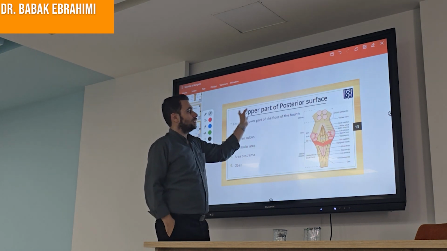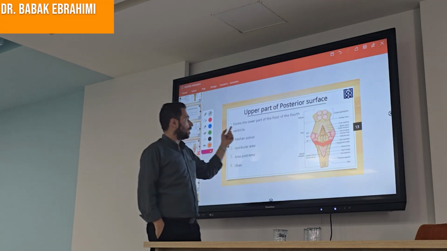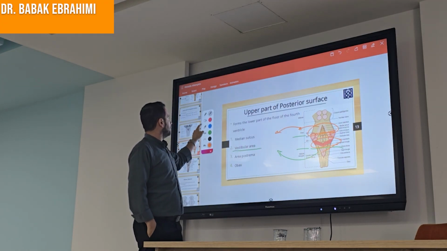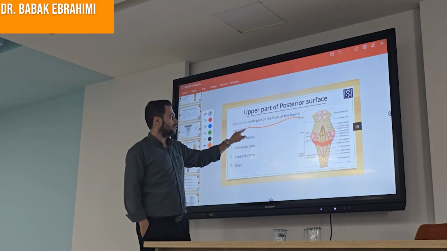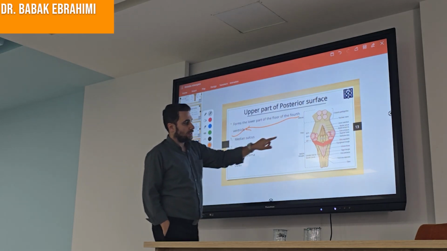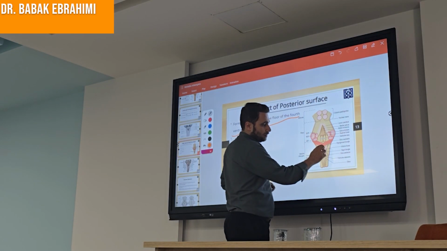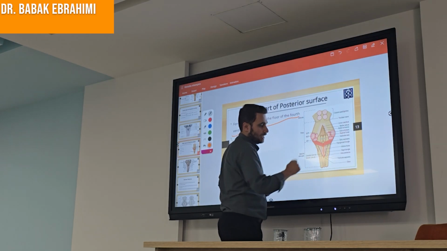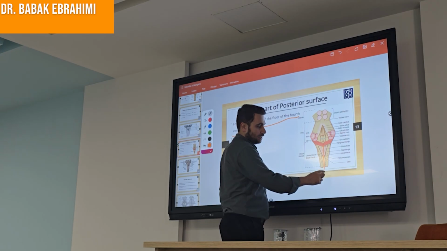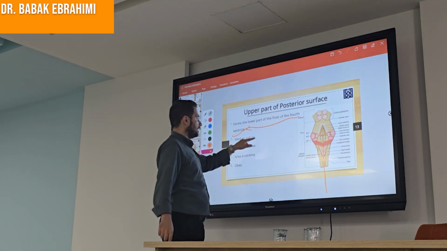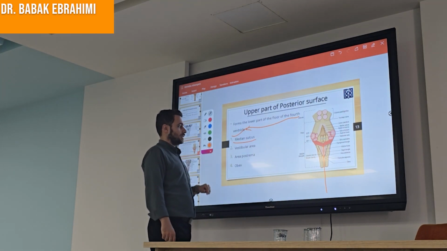I told you the upper part of the posterior part is related to the fourth ventricle. Okay, the fourth ventricle. Look at here. What we can see, we have posterior median, same as before, same as the callous part and same as the spinal cord. Median sulcus, which is located at posterior.